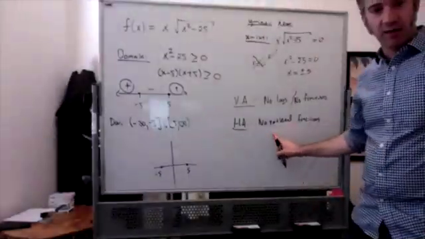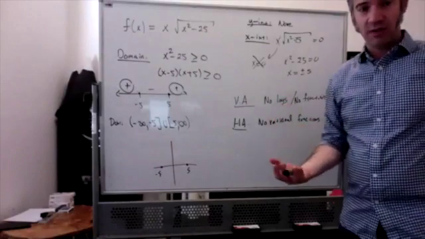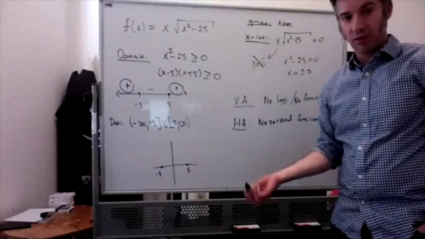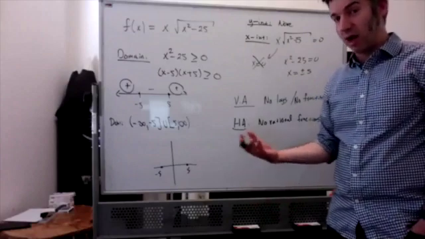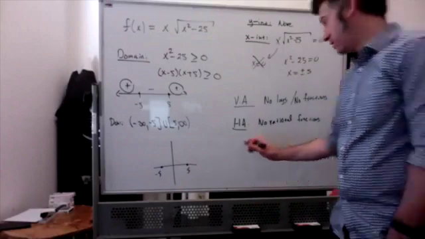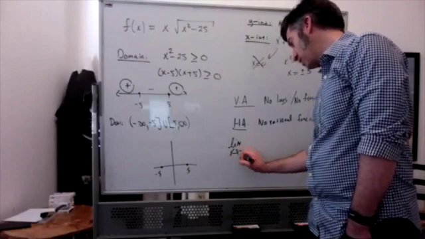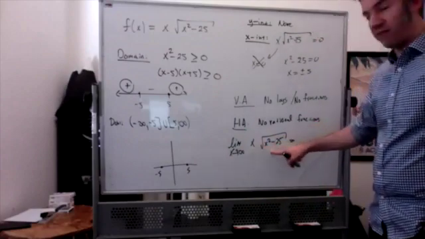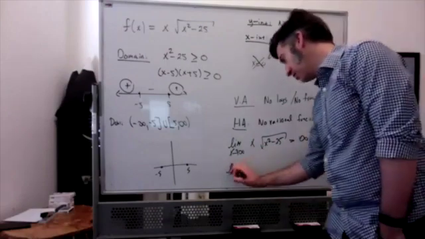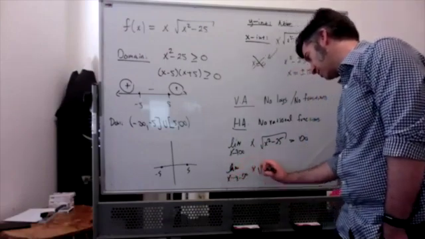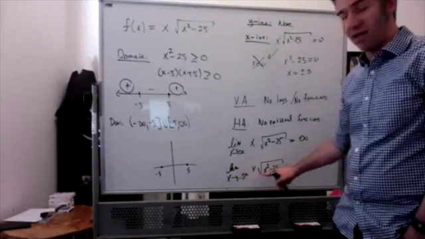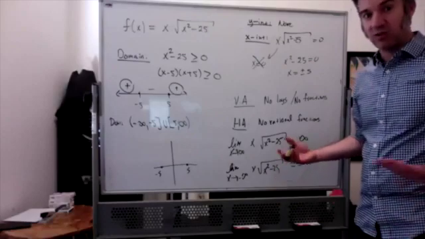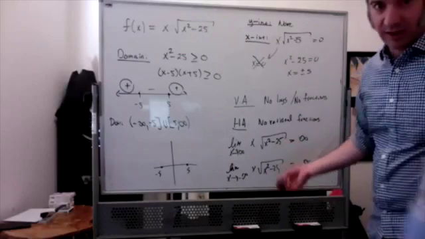Someone asked about how to show that there aren't any horizontal asymptotes. To show whether there is a horizontal asymptote, you take the limit as x goes to infinity. If it's a real number, then you have a horizontal asymptote. If you get something that doesn't exist or is not a real number, like infinity, then you don't. The limit as x goes to infinity of x times the square root of x squared minus 25 is infinity times infinity, which is infinity. The limit as x goes to minus infinity of x times the square root of x squared minus 25 is negative infinity times infinity, which is negative infinity. Both limits not being real numbers means we do not have any horizontal asymptotes. So that's how you do that.